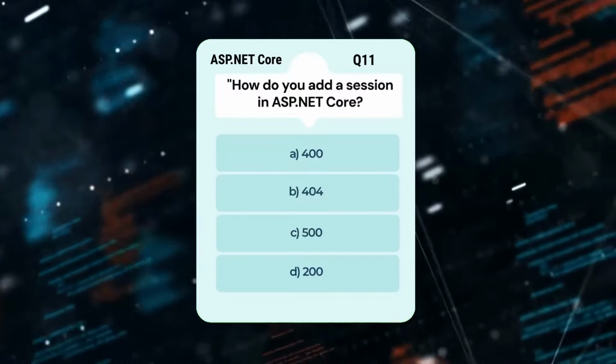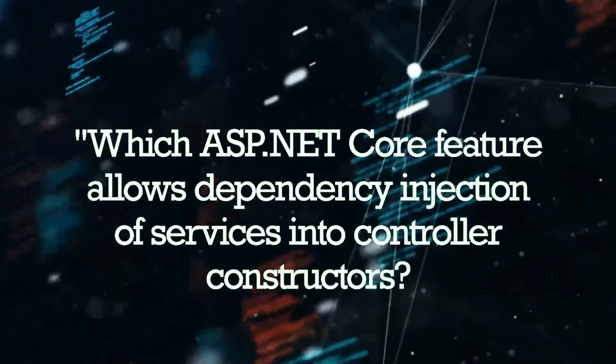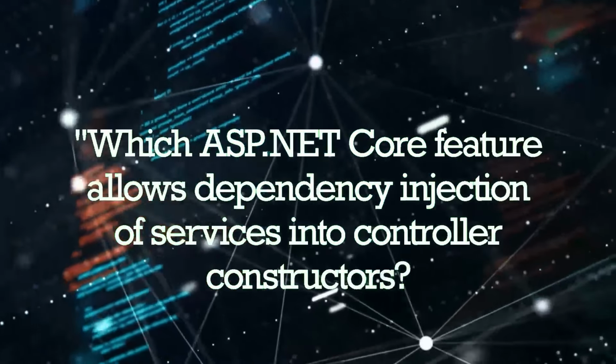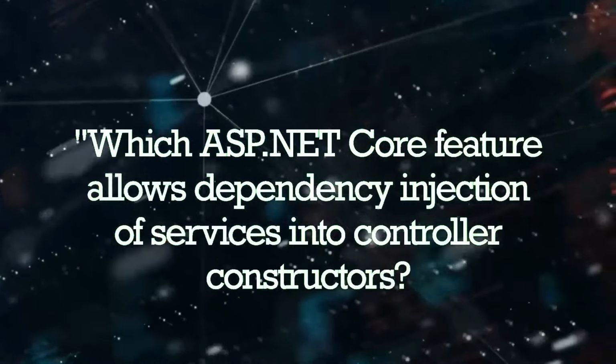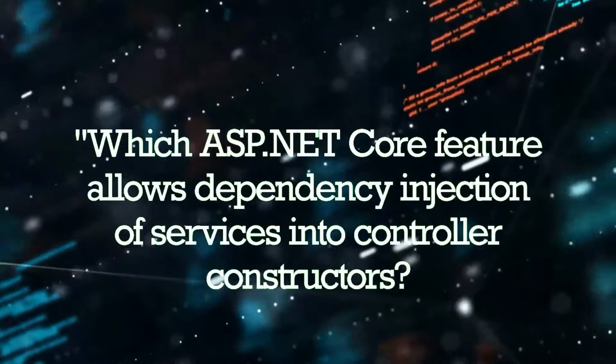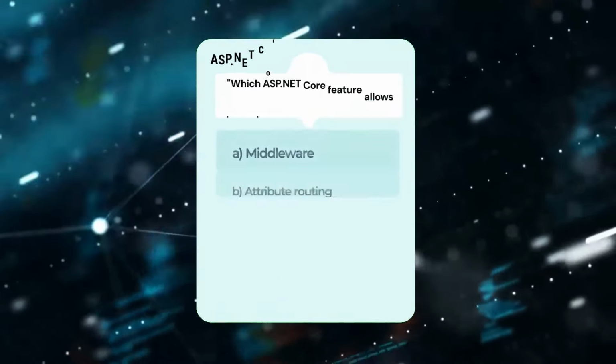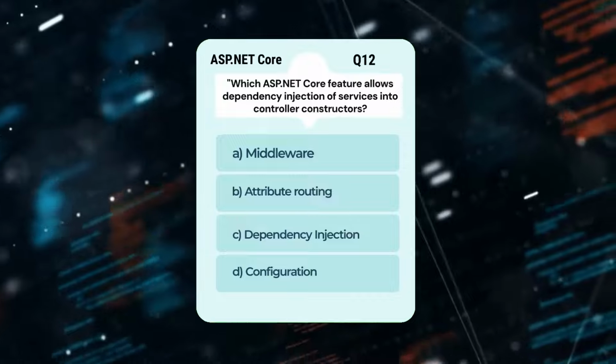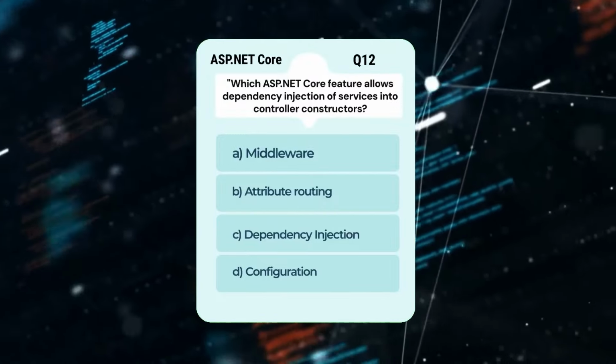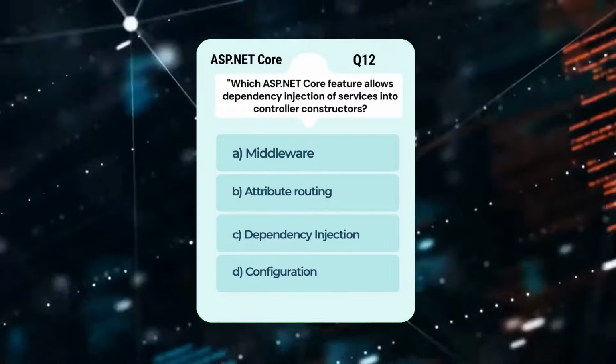Answer: B. Which ASP.NET Core feature allows dependency injection of services into controller constructors? Options: A. Middleware. B. Attribute routing. C. Dependency injection. D. Configuration.